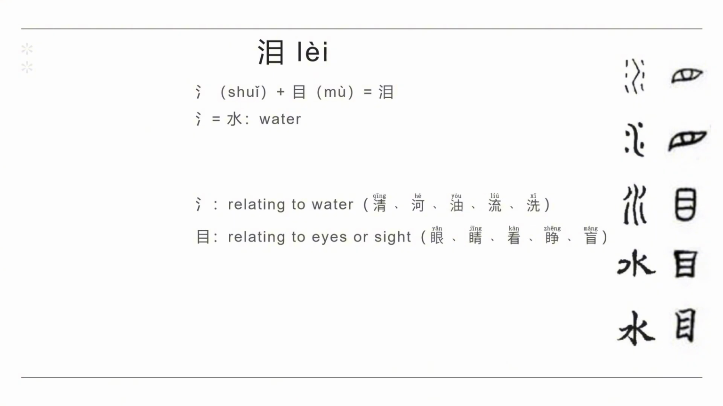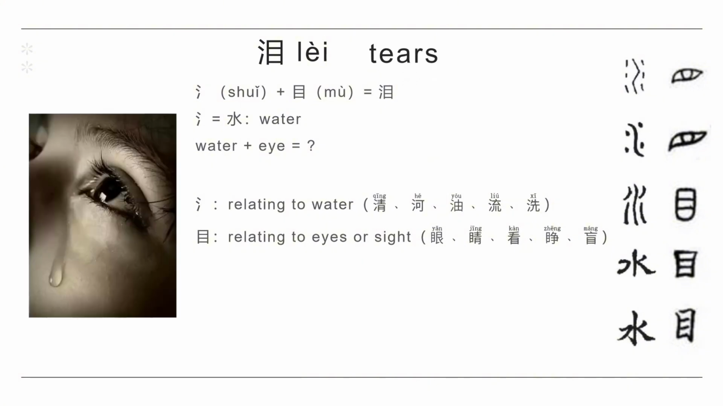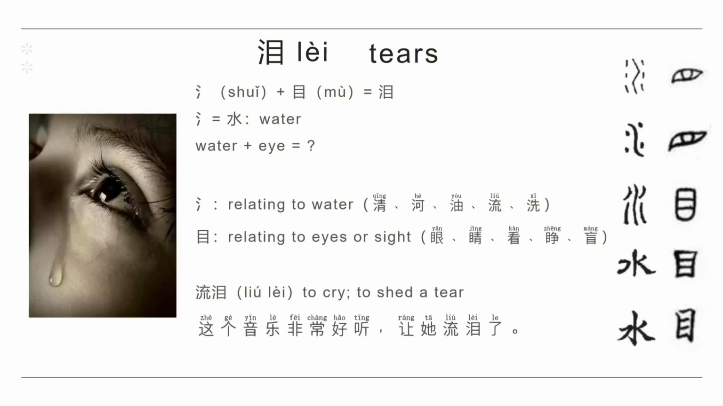睁 means to open your eyes. 盲 means blind. So, 泪 combines water and eye. In other words, tears. 流泪 to cry, to shed a tear. 这个音乐非常好听，让她流泪了。This music is so lovely, it made her shed a tear. 流泪, 泪: water plus eye.